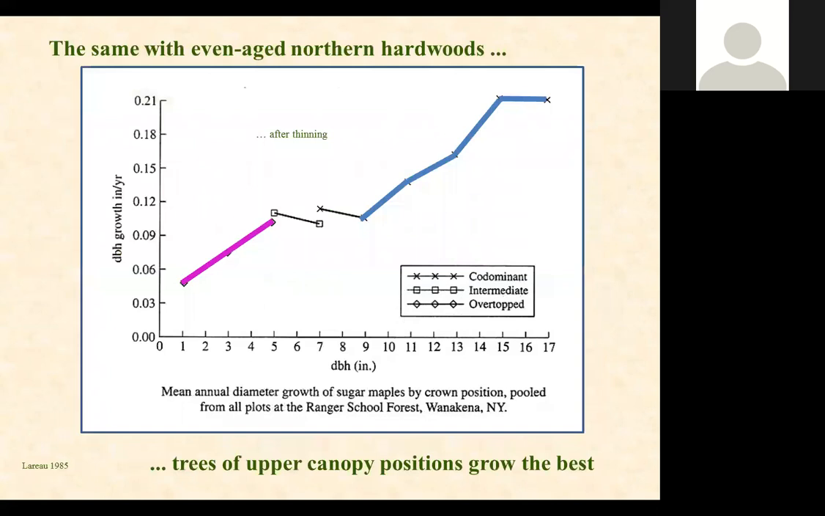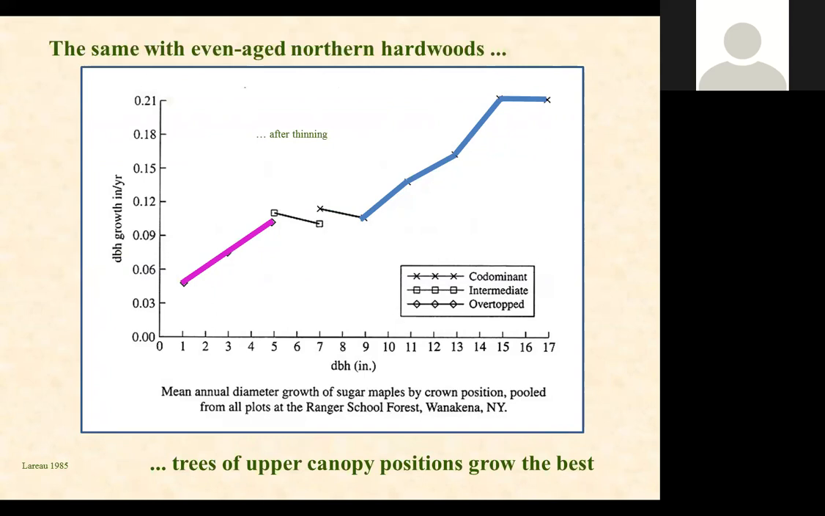Back in 1985, John Larrue measured sugar maple trees in some thinning plots at Huntington Forest, New York, in the Adirondacks. And he found this relationship. Diameter growth is on the vertical axis. DBH is on the horizontal axis. So the big trees are on the right. And you notice the small trees grow much less after thinning than the big trees, in even-aged stands.